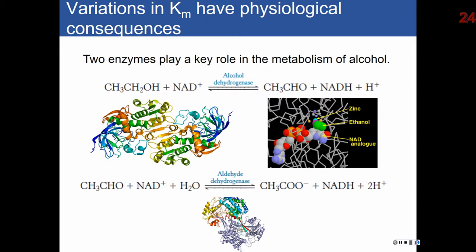So variations in the Michaelis-Menten constant actually have physiological ramifications. Here are two enzymes that play a key role in metabolizing alcohol: alcohol dehydrogenase and aldehyde dehydrogenase. This is what they look like here. When you talk about alcohol dehydrogenase, you have the zinc that comes in.